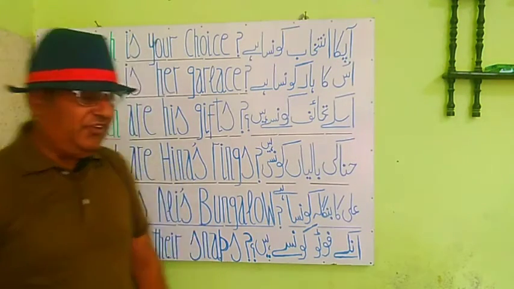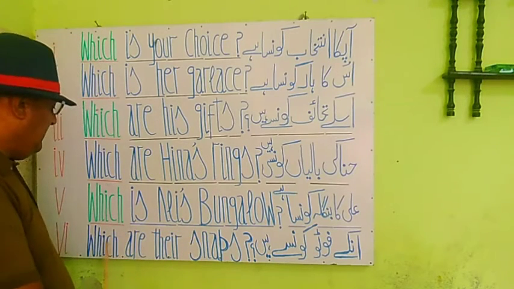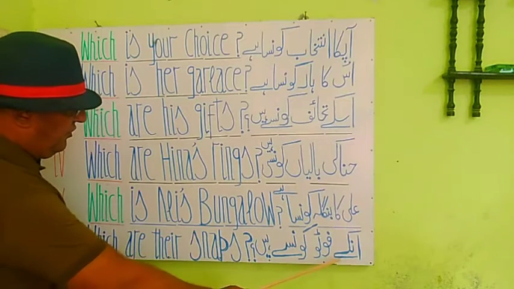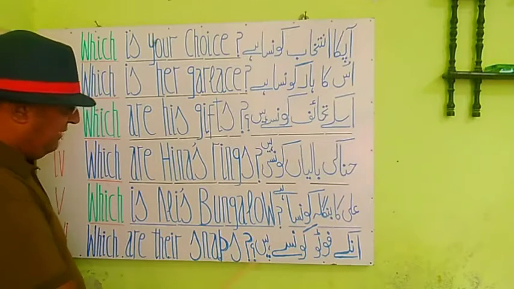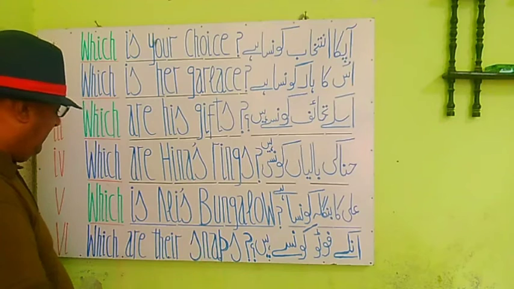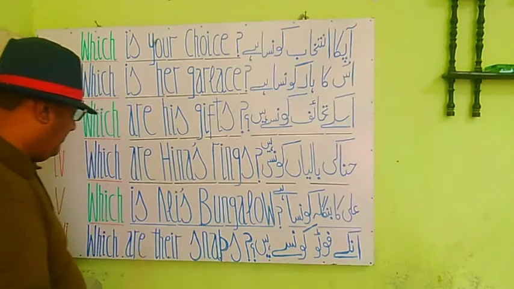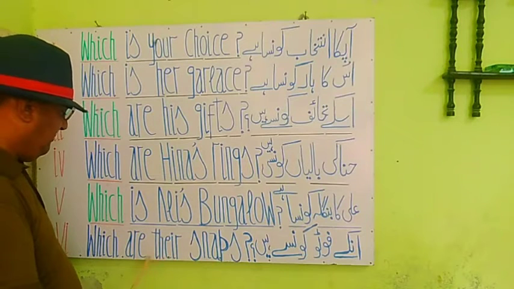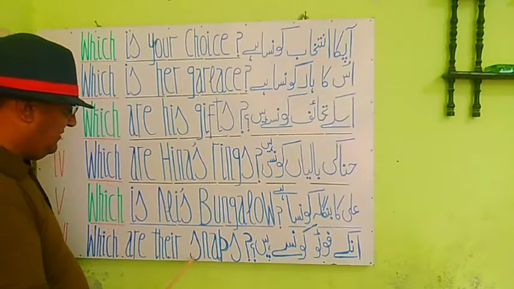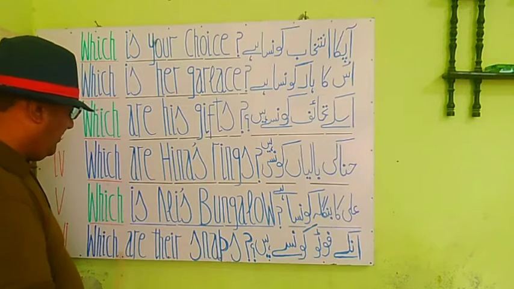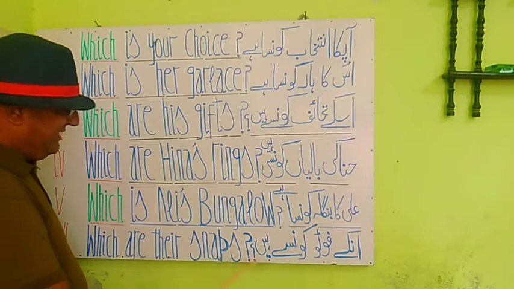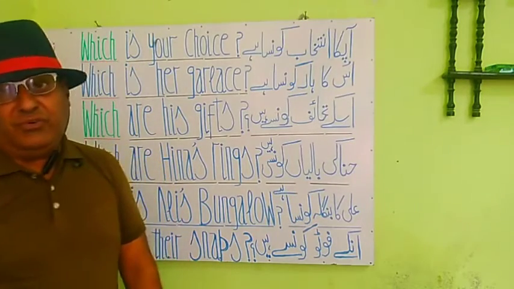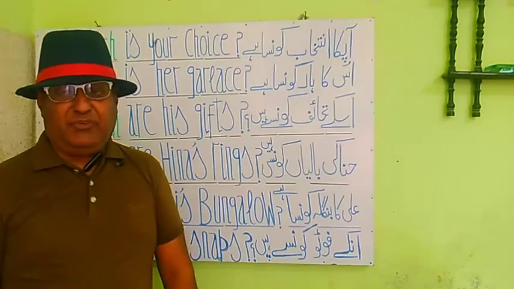And the next phrase, you see here, is: Which are their snaps? उनके फोटो कौन से हैं? You see that there is a possessive pronoun, and snaps means photos. Which are their snaps? उनके फोटो कौन से हैं? Their is used as a possessive pronoun.